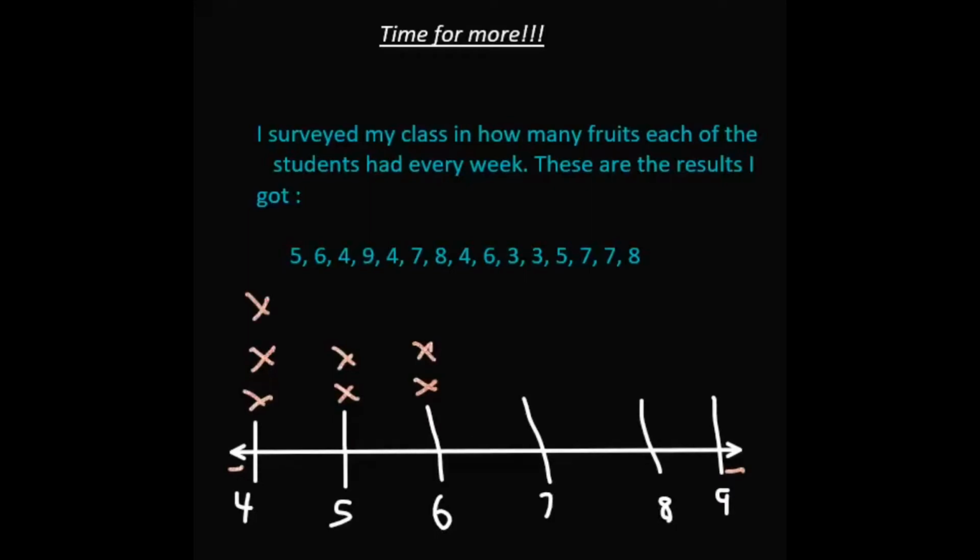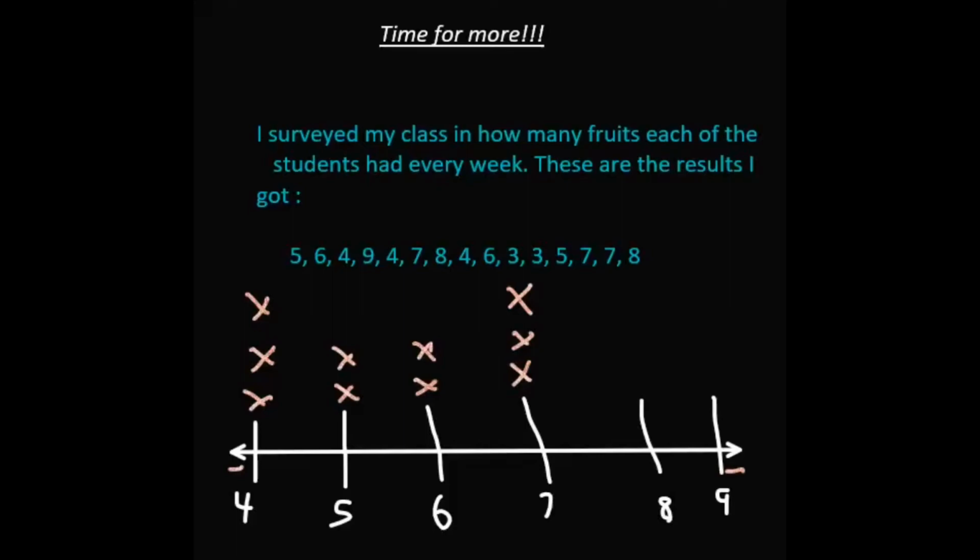Next we have 7. So let's see how many people ate 7 fruits in 1 week. 1, 2, 3. 3 people. 1, 2, and 3. These numbers should be pretty even. Even enough so if I draw a line, it should go straight through. Okay? So next we have 8. Let's see how many people ate 8 fruits. 1 and 2. So let me double check. Yeah, 2.